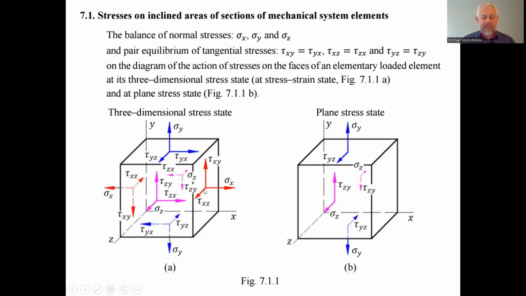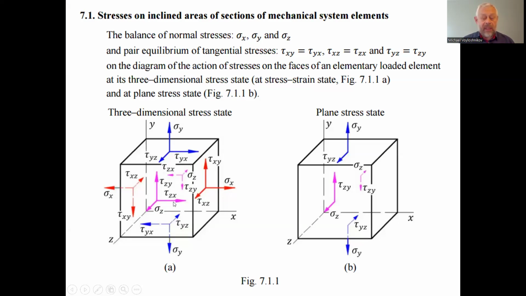The longitudinal, linear, stretching, normal stress sigma x acts on this face, and on the opposite face it acts as well. Likewise sigma y and sigma z, parallel to the axes. And besides, we have the tangential stresses in equilibrium: tau xy equal to tau yx in accordance with the law of the pairing of tangential stresses, tau xz and tau zx, equal due to the same law, and tau yz and tau zy.